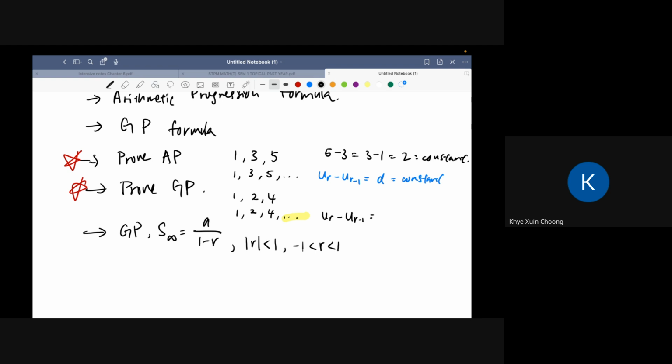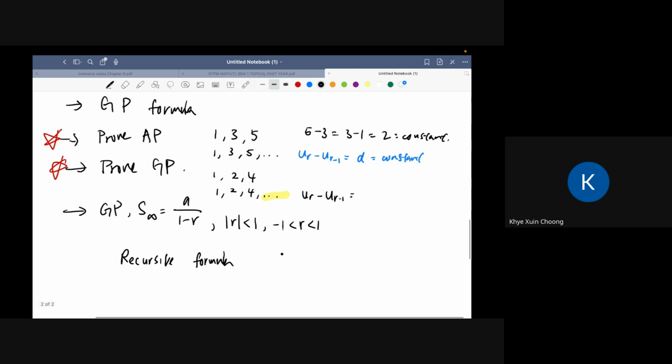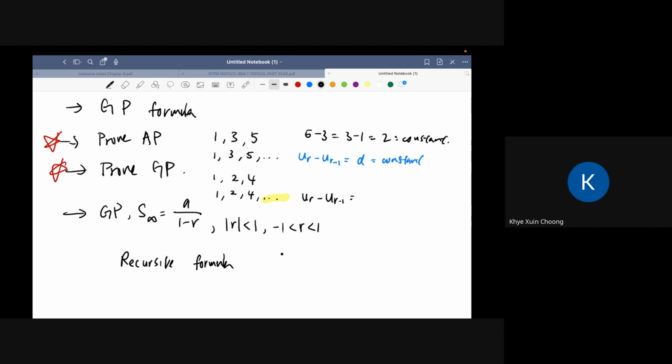Then sometimes, other than this, you might find that there is something called a recursive formula, right? Recursive formula and explicit formula. Sometimes it will ask you to write the formula in recursive form. Sometimes it will ask you to write the formula in terms of an explicit formula. So what is the difference?